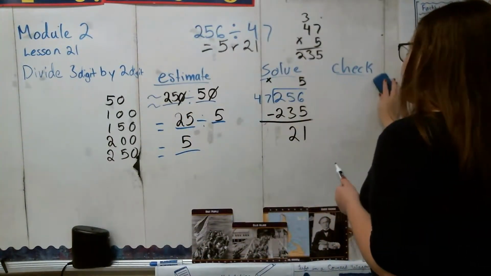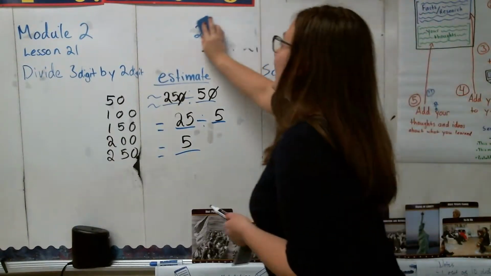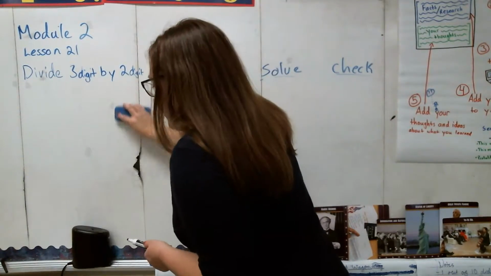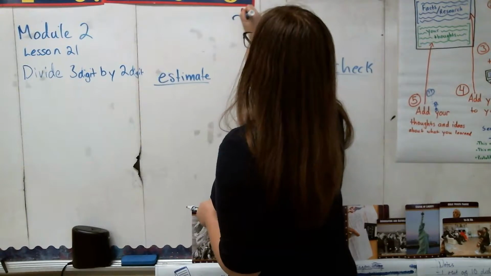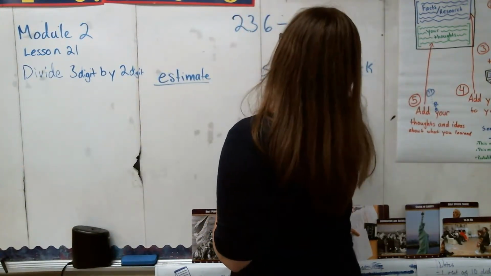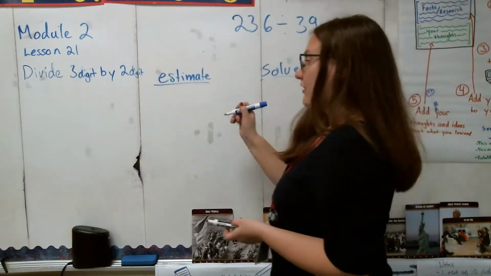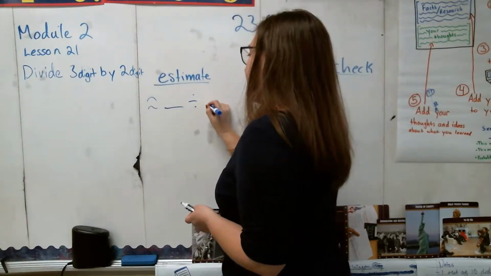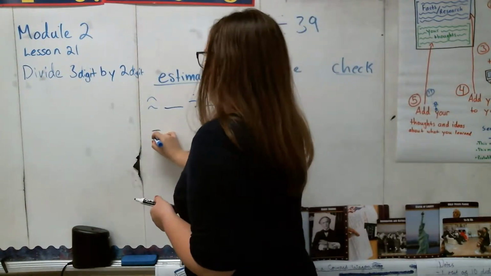So like I said, most of these problems are going to be very similar. The only really big difference is that you're dividing bigger numbers now. So for our next problem, we are going to be dividing 236 by 39. So 236 divided by 39. I need to start with my estimate first. Remember, I have these little squiggle lines. This lets me know that my answer is going to be about this much.